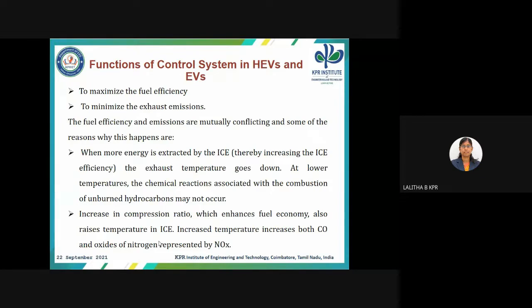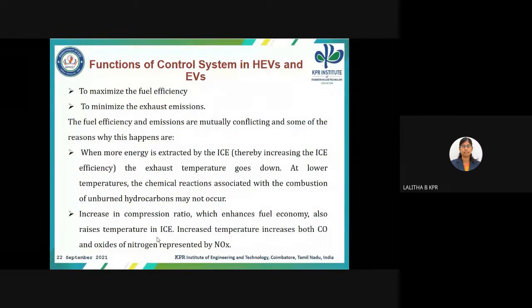Fuel efficiency and emissions are mutually conflicting, and some of the reasons why this happens are: when more energy is extracted by the IC engine, the exhaust performance goes down. At lower temperature, the chemical reactions associated with the composition of unburned hydrocarbons may not occur. An increase in compression ratio, which enhances the fuel economy, also raises the temperature in the IC engine. The increased temperature increases both the CO and oxides of nitrogen, represented by NOx.